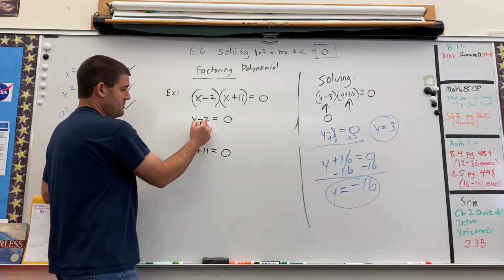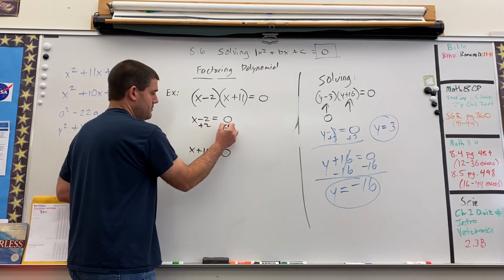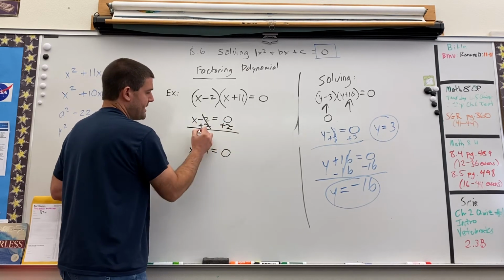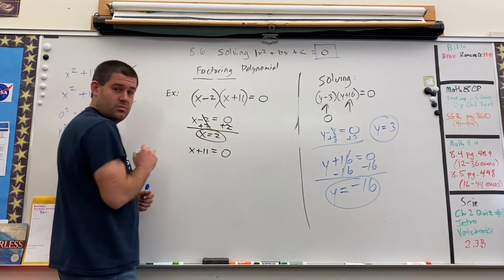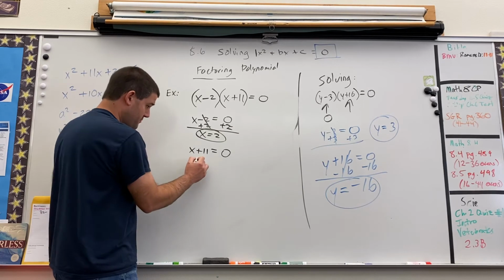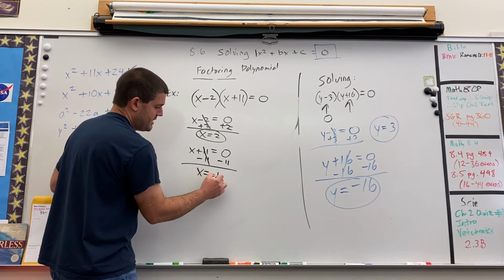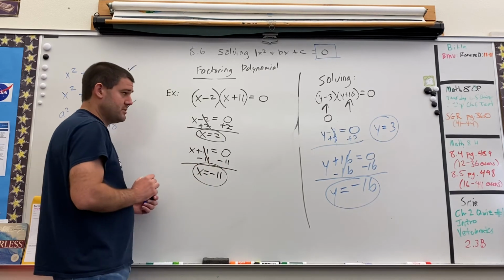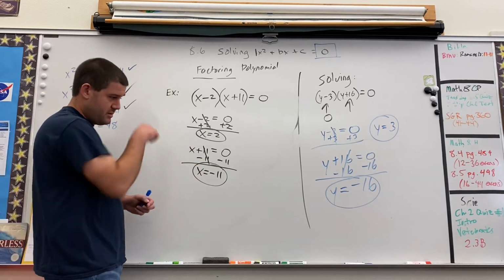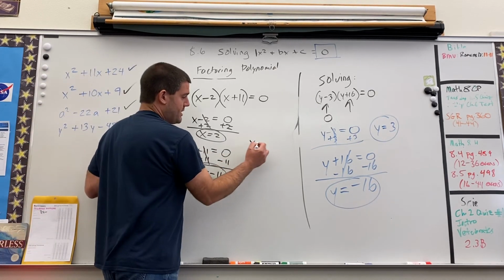Add by 2, we get x equals 2. That's one of our answers. Minus 11, and I get x equals negative 11. That's our other answer. Okay, and if you want to write this nicely, you would write it like this.